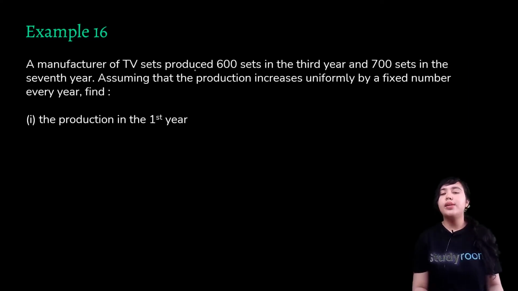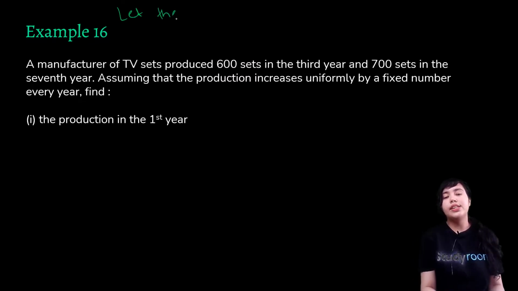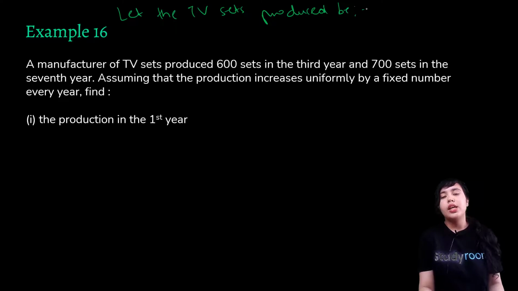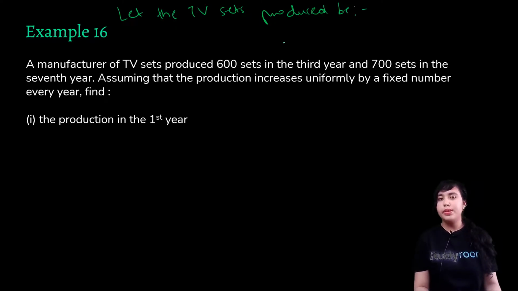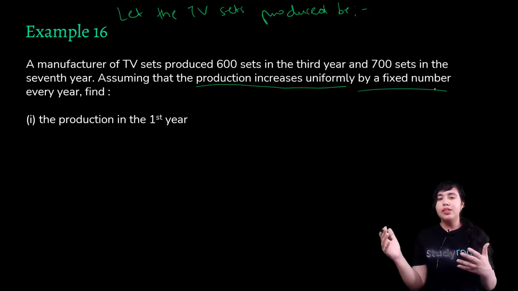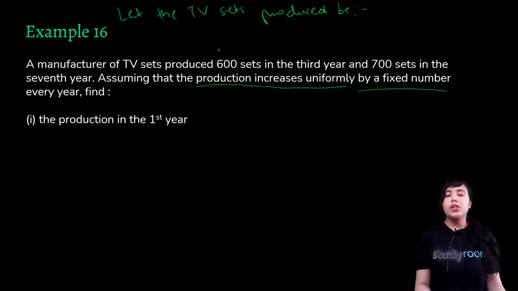Then we are talking about a manufacturer who produces TV sets. So let the TV sets produced be... Now this you can't verify here because all the terms won't be given to you, but this is an AP because they've said that the production increases uniformly by a fixed number. So if there is a uniform increment, it means it is an AP.